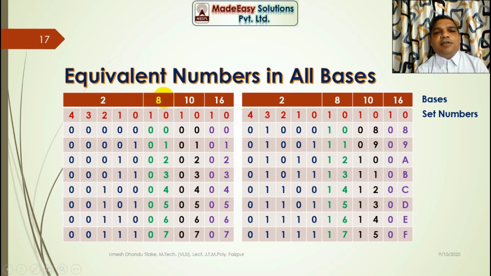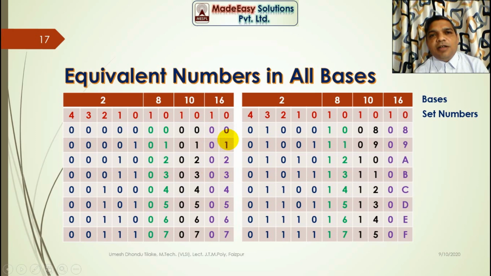Now this is the base of another number system, that is 8, that is the octal number system. So the numbers written in these two sets are actually the octal numbers. The numbers written in green color are actually the octal numbers. So these are binary numbers and this is its equivalent octal number. Similarly, this 10 is nothing but the base of the decimal number system. So the numbers written in black color are the decimal numbers. This is the base of the hexadecimal number system. Therefore the numbers written in violet color are actually the hexadecimal numbers.